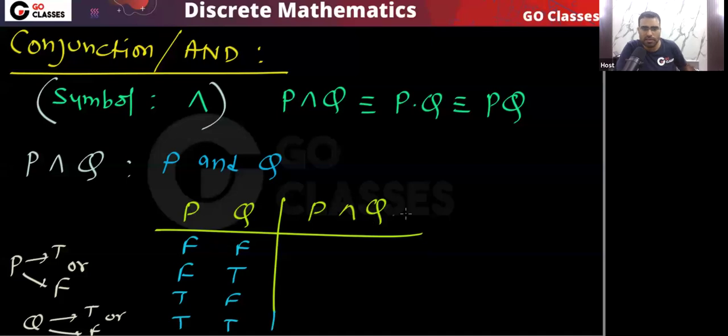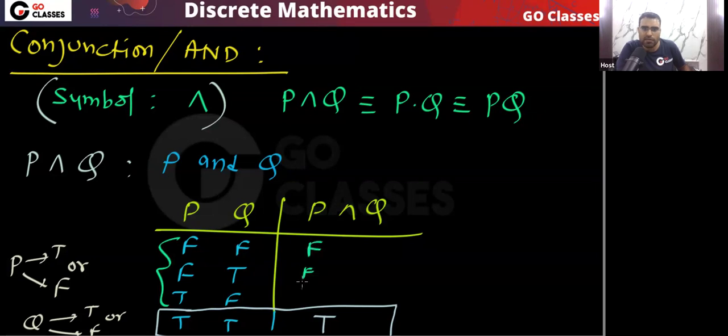Now, let's see the behavior of this conjunction in all these cases. You can very easily see that this will be true when both are true. Yes or no? "And" simply means that this will be true when both P comma Q are true. So you can see only in this case, this P and Q will be true. Okay, yes or no? If at least one of them is false, if P is false or Q is false, if any of them is false, then in that case, this "and" will become false.